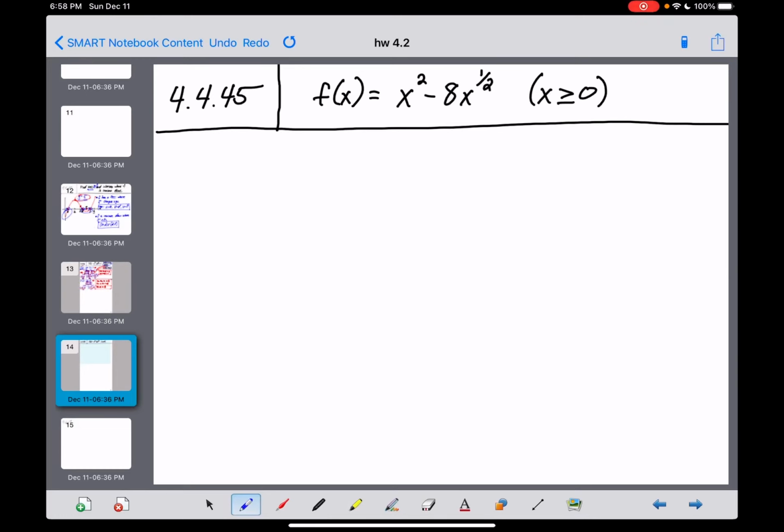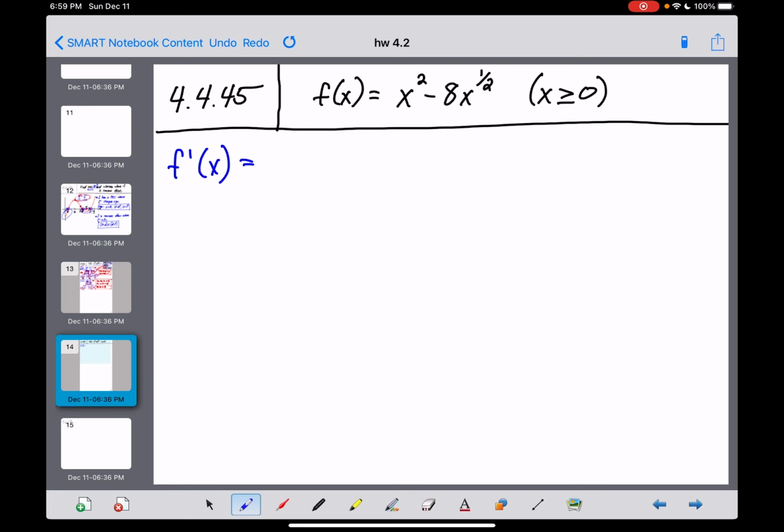Okay, number 45 is another problem where they're asking us four things here, guys, in no particular order, in the order we're going to find them in. We're going to look for critical points, then find any local max or min that we might have, then intervals of concavity and points of inflection. So let's get started. We're going to take our first derivative here, f prime.